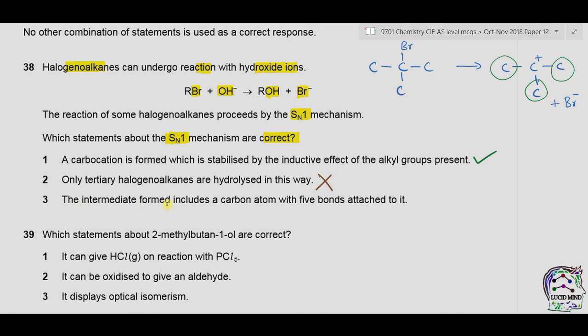Option 3, the intermediate formed includes a carbon atom with 5 bonds attached to it. In tertiary halogenoalkanes this is not true, but in primary halogenoalkanes this is true, as SN1 is of tertiary halogenoalkane, so this is wrong. Option 1 is correct, the answer is D.